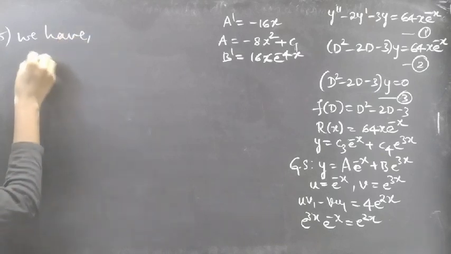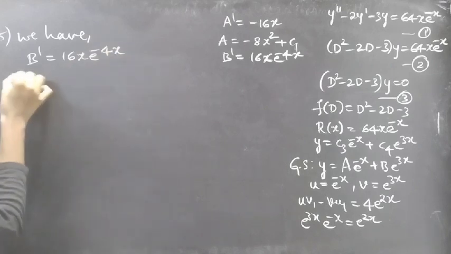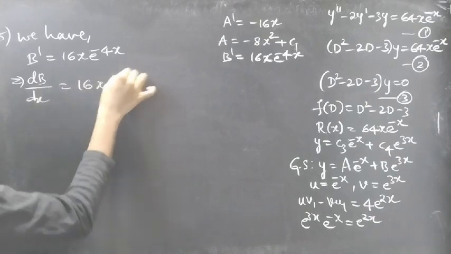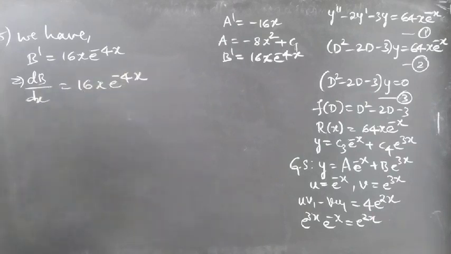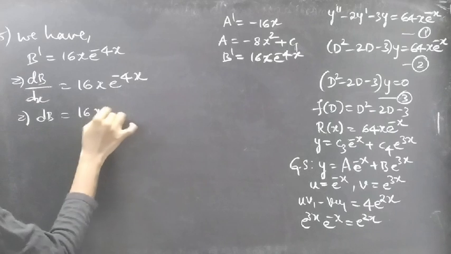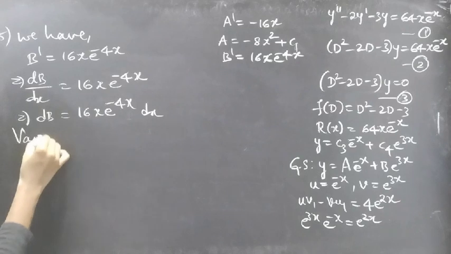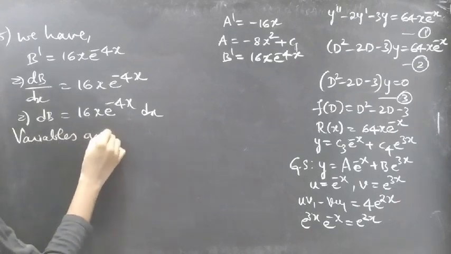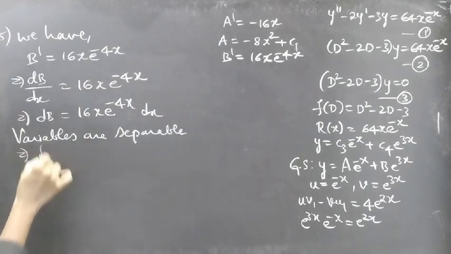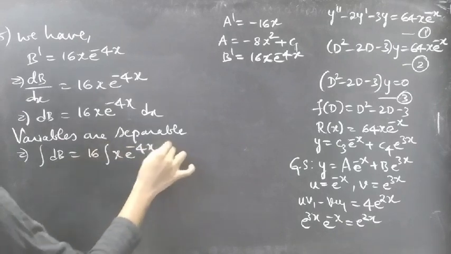We have b dash equal to 16x e power minus 4x, right? b dash is nothing but derivative of b with respect to x. Now let's separate the variables by taking differential dx to RHS. This gives us db equal to 16x e power minus 4x into dx, where the variables are separable. Now we can perform integration. Integral db equal to 16 x e power minus 4x dx.